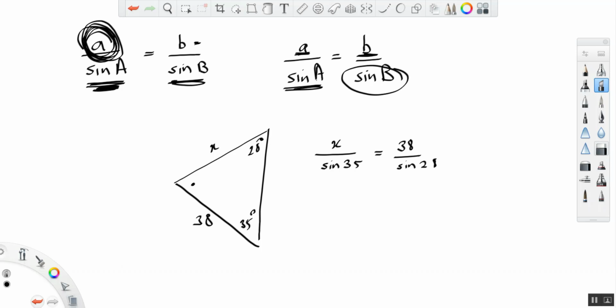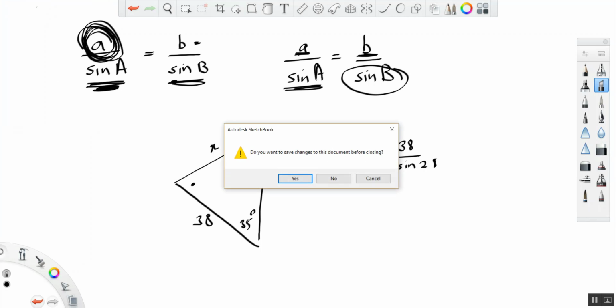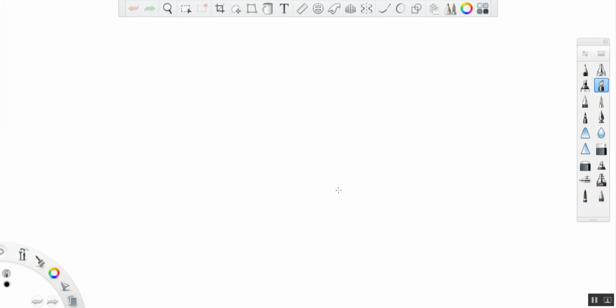Now, there are certain circumstances where the sine rule won't be enough. As you saw, you have got some criteria. Let's do it with the cosine rule. Here's the cosine rule: a squared equals b squared plus c squared minus 2bc cos A.